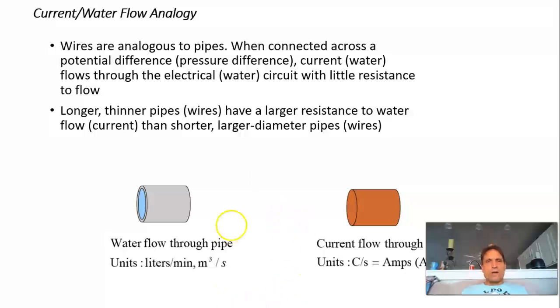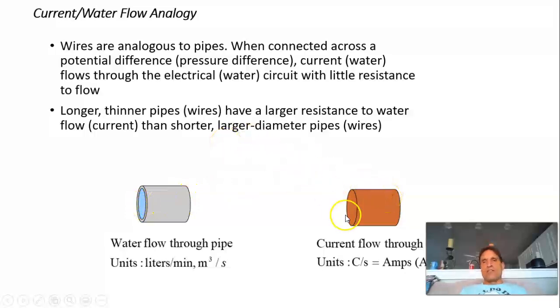Then you have pipes for water circuits, and you have wires for electrical circuits. Okay, so if you connect a wire across a potential difference, you get current flowing through the electrical circuit with little resistance. And if you connect pipes across a pressure difference, you will get water flow with little resistance to flow. So again, pipes, wires. Okay.